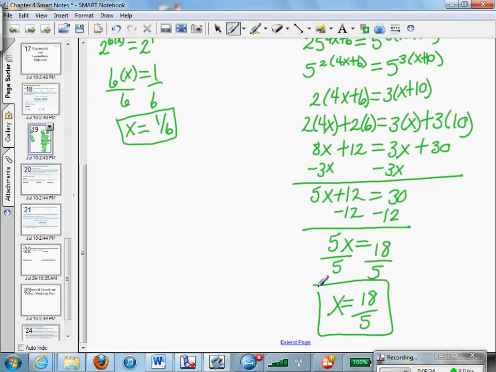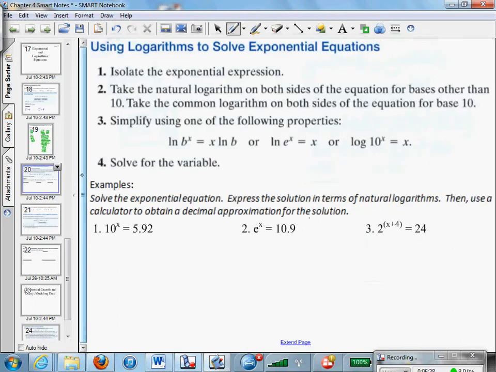Okay, if we now look at using logarithms to solve exponential equations, we have these procedures that we should follow. And now let's get our hands dirty and look at these examples. This time we're going to solve the exponential equation, express the solution in terms of natural logarithms, then use a calculator to obtain a decimal approximation for the solution.